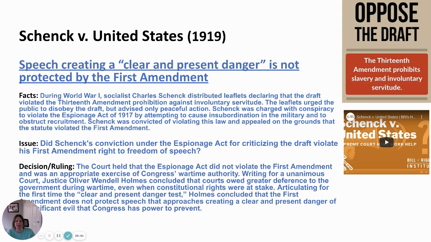I think that Schenck, although he was doing something that the government didn't like, wasn't doing anything that created a clear and present danger by passing out leaflets. So I disagree with this case. I think that Schenck should have been able to pass out those pamphlets.